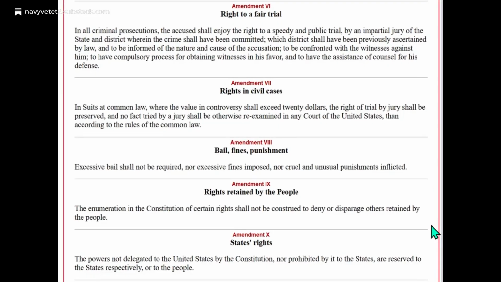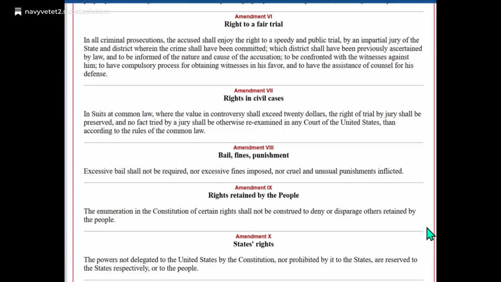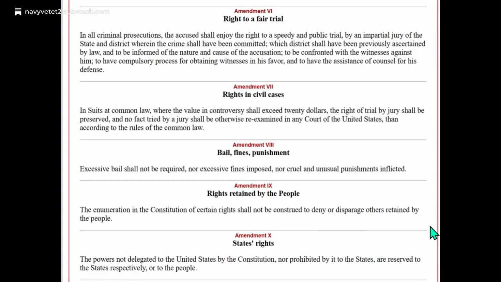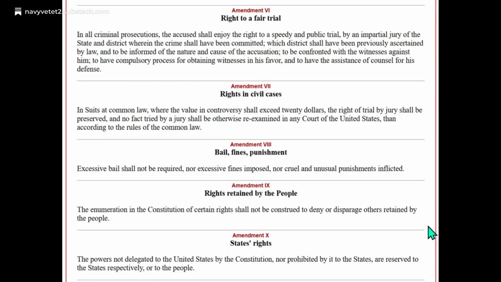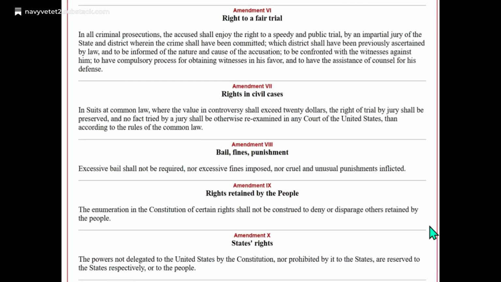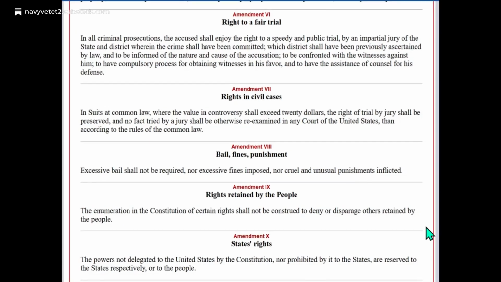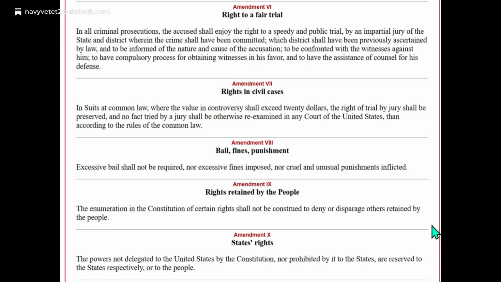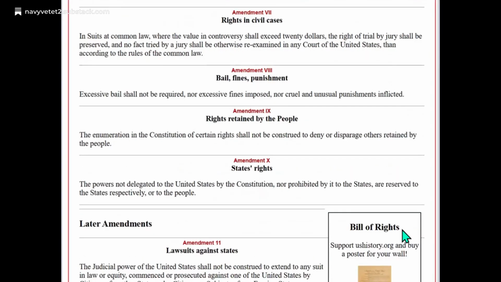These basic guarantees have been elaborated in countless court cases in the more than 200 years since the amendments were ratified, and through the incorporation doctrine have become the standard procedure for criminal law trials in the states and other locations, as well as in federal court. That was Amendment 6. Amendment 7.